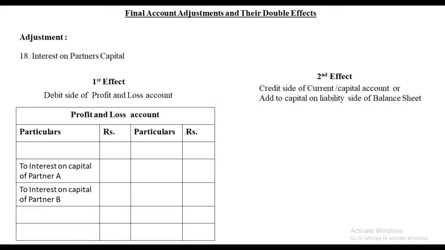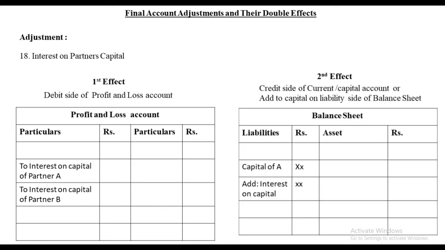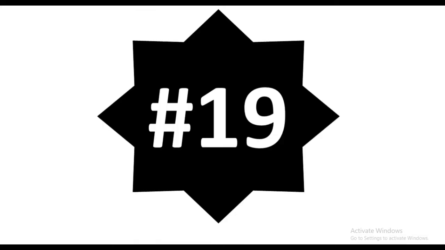So on your P&L, it will be on the debit side to interest on capital of partner A or interest on capital of partner B, or whatever may be the name of those partners. And second effect will get added to the capital. So it will be capital of A, add interest on capital of A. Respectively, you'll have to prepare it even for B or whatever the names of the partners given. That's adjustment number 18.